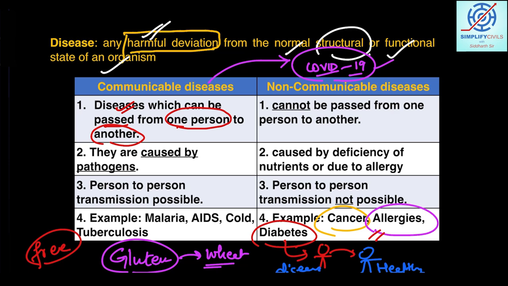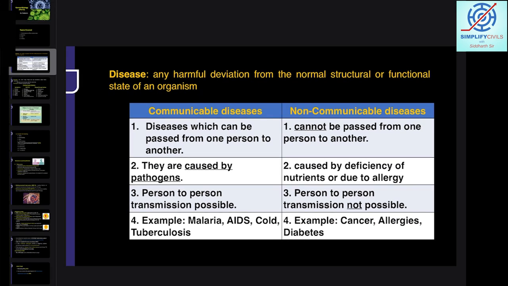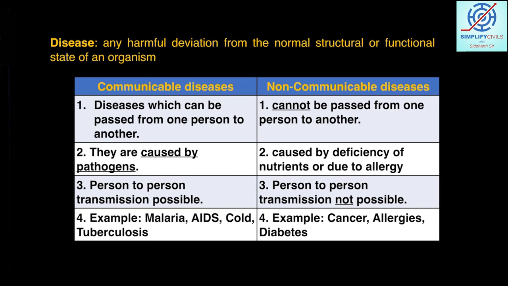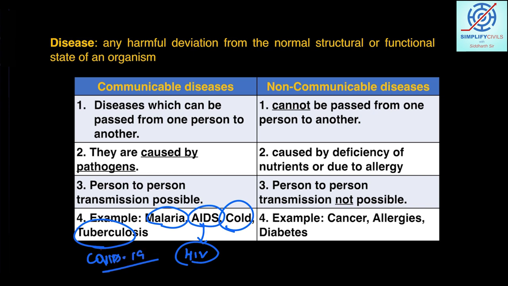On the other hand, if we talk about diseases like malaria, which I just discussed, it spreads through the bite of a mosquito. AIDS, HIV, the common cold, tuberculosis, and even COVID-19, all these kinds of diseases are communicable. So I hope the basic difference between communicable and non-communicable is now clear.